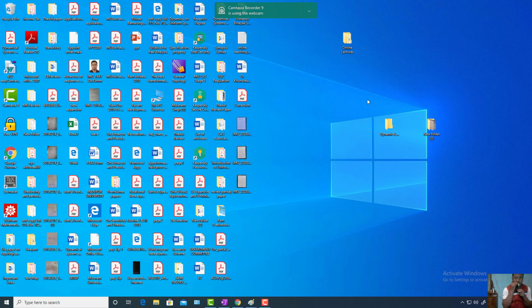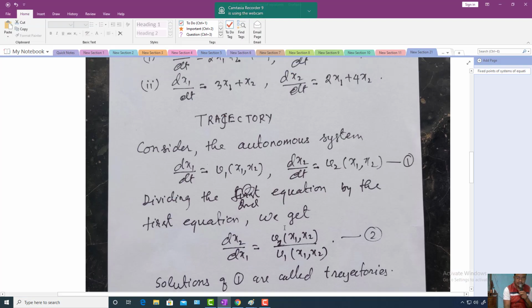Then we know how to find the fixed point of a first order differential equation or a system of two first order differential equations. So then we want to find the nature of the fixed point. Then we want to draw the direction field of the system. You already know how to use the software I told you last class. So now let us go to the note.